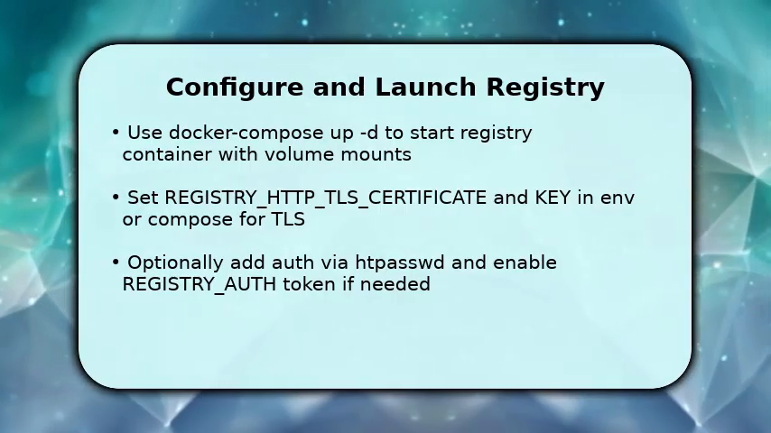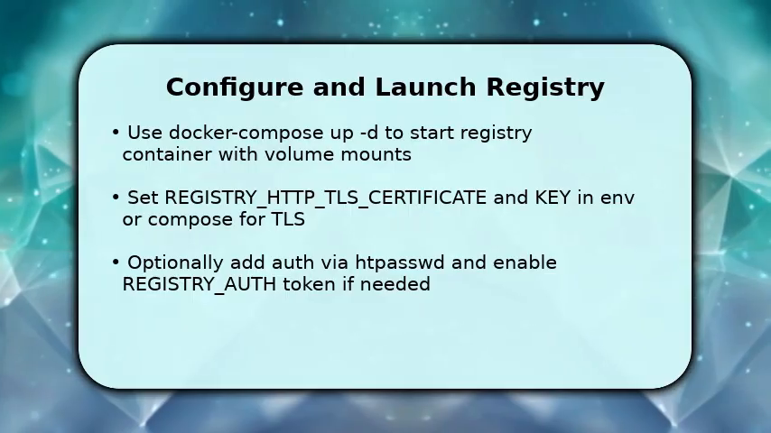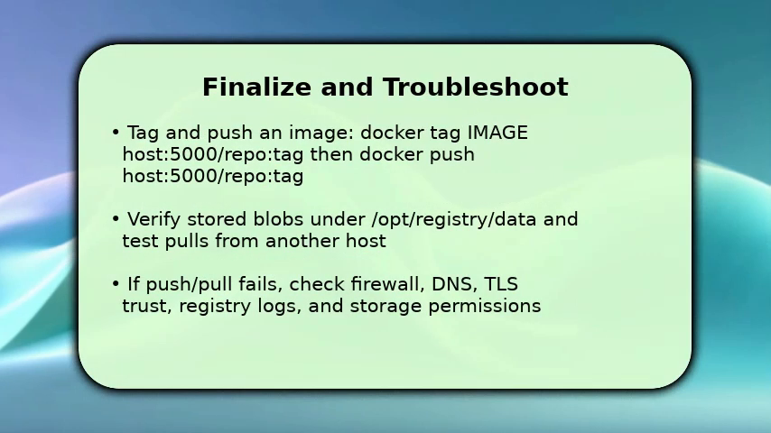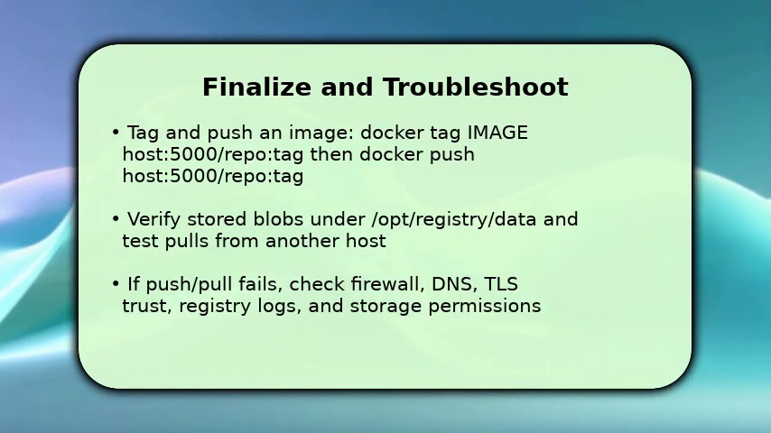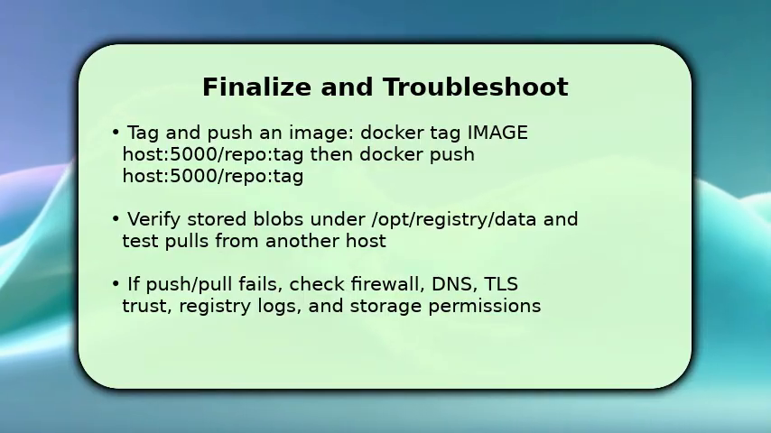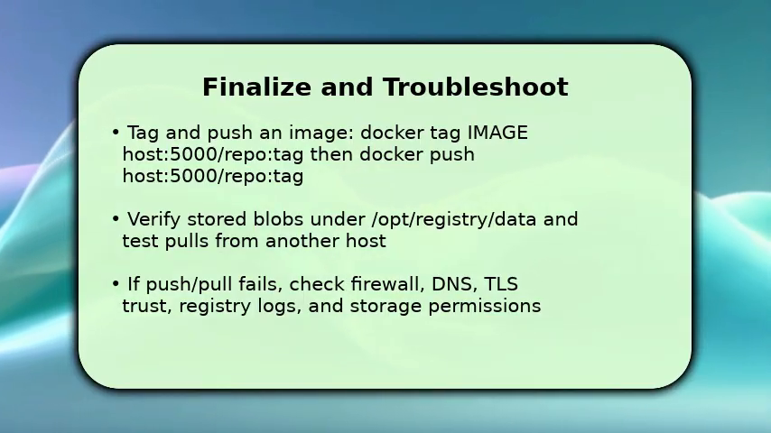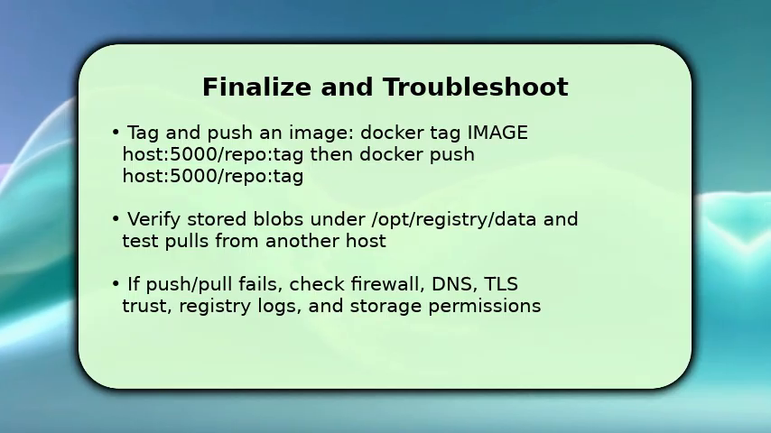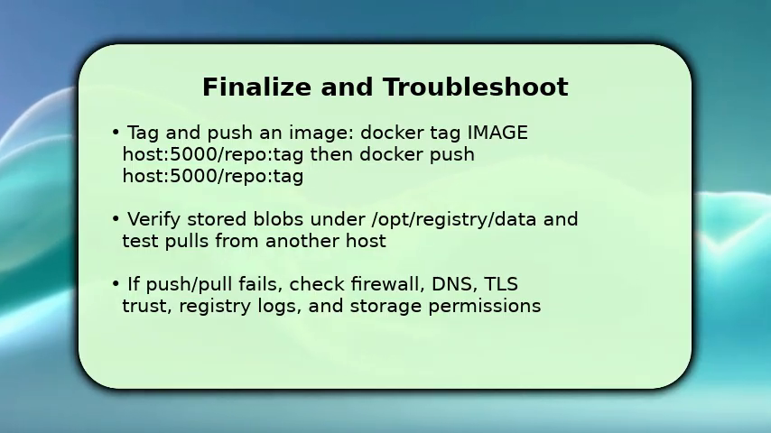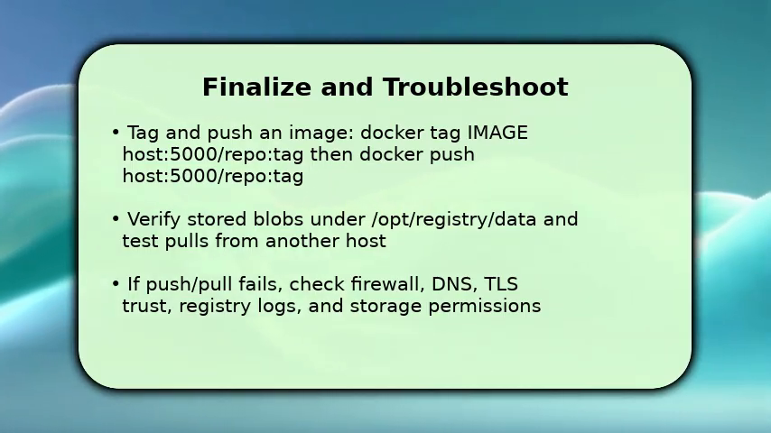You finish by testing. Tag a local image and push it to host:5000, then pull it from another machine to confirm end-to-end. If you use TLS, make sure clients import the CA certificate into their trust stores. Otherwise, use a secure internal CA instead of self-signed.